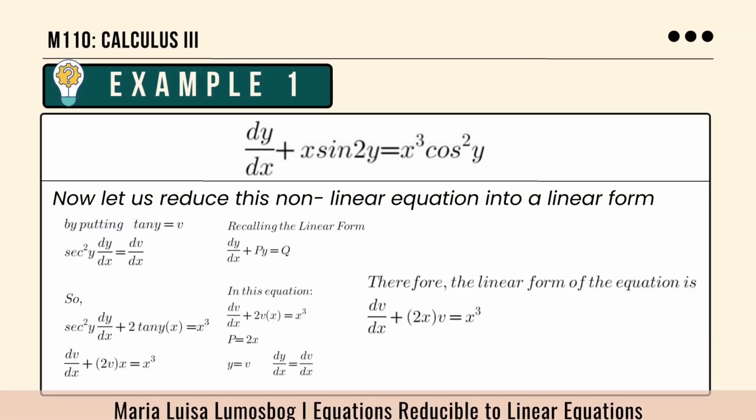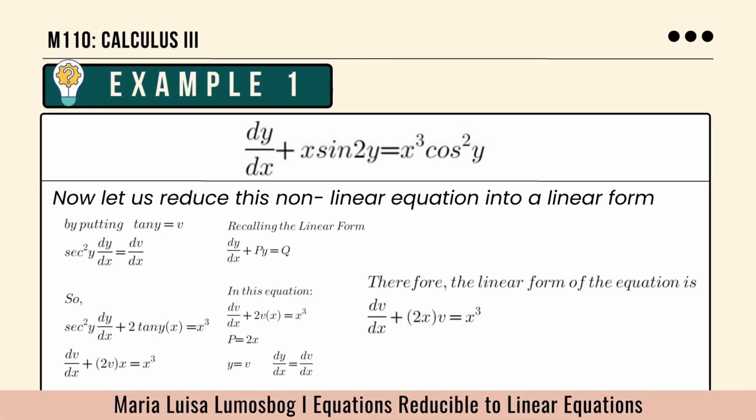Now with this equation, let us reduce this to linear form by putting tangent y is equal to v. So secant squared y dy over dx is equal to dv over dx. Now it becomes dv over dx plus 2v times x is equal to x cubed.